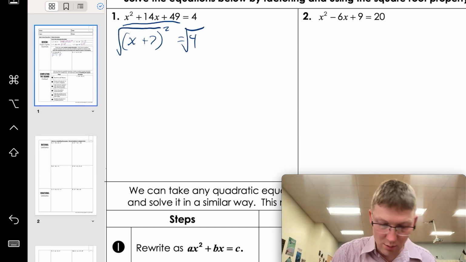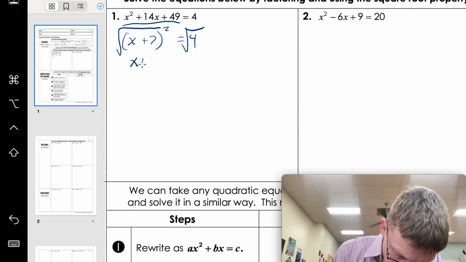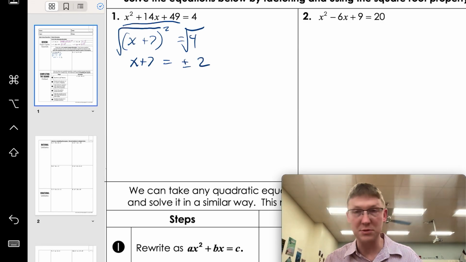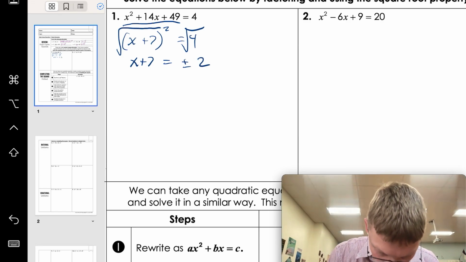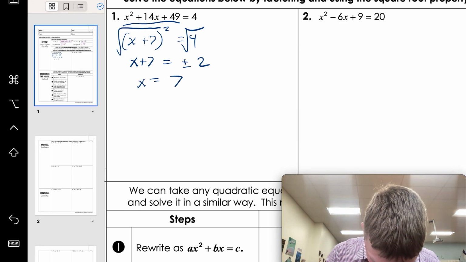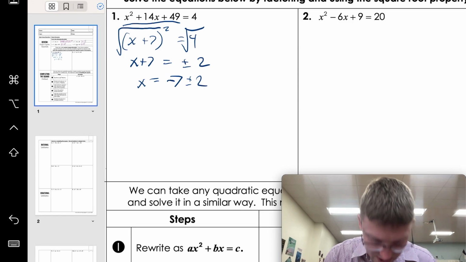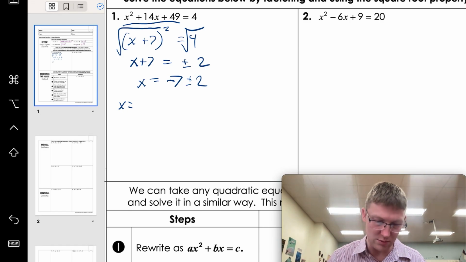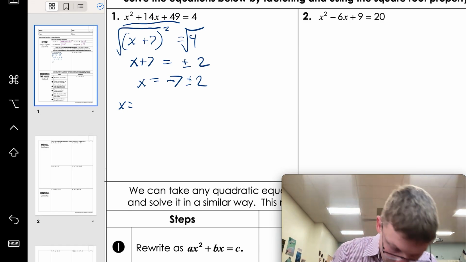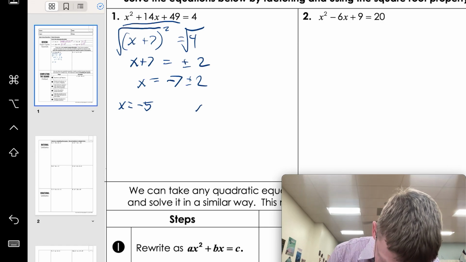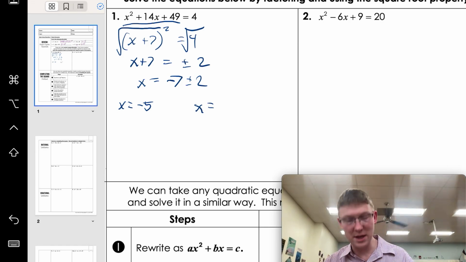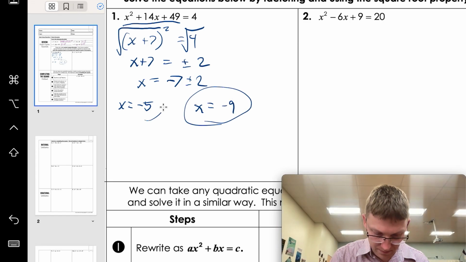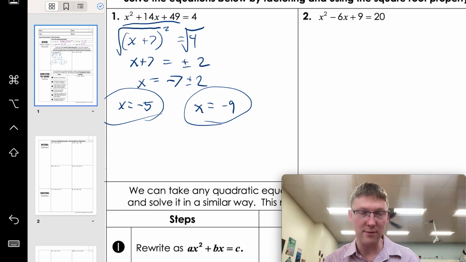So we're going to take the square root of both sides. Now we've got x plus 7 on one side and plus or minus 2 on the other side, because we took the square root of 4. Then we move the 7 over, so x equals negative 7 plus or minus 2. Then we have one case where x equals negative 7 plus 2, which is negative 5. Then we have another case where x equals negative 7 minus 2, which is going to be negative 9. So that is our answer for this one. We've got our two answers, negative 5 and negative 9.